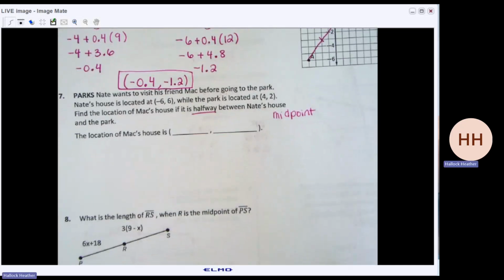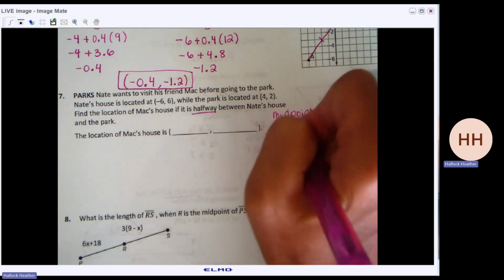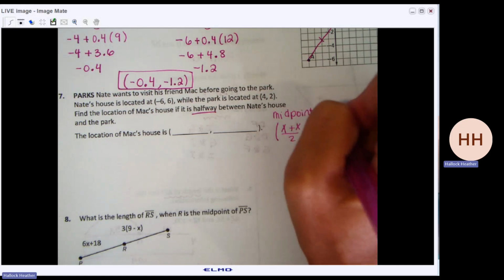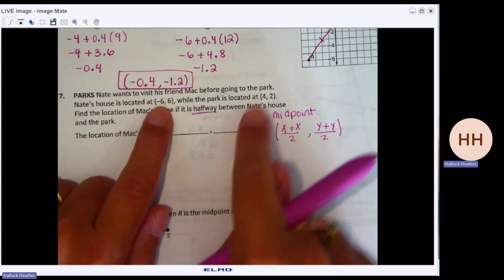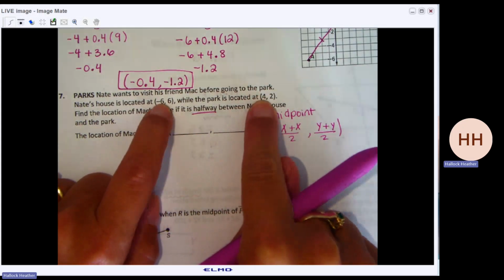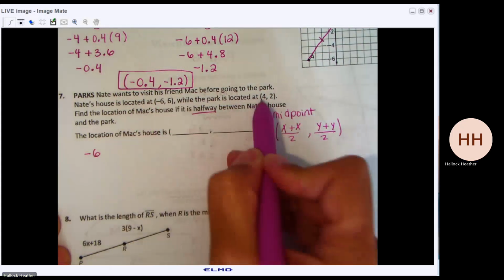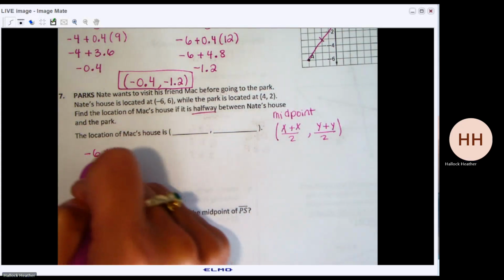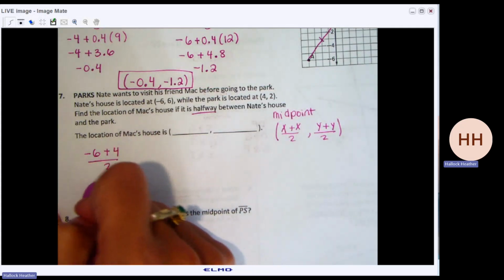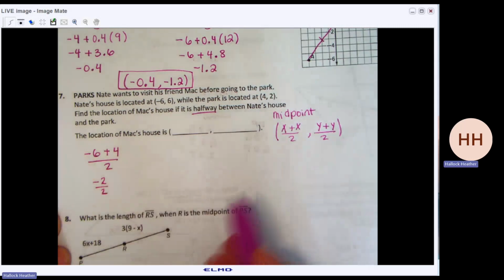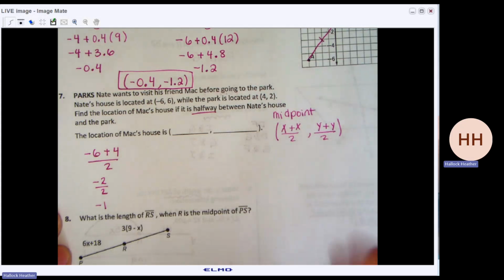between those two locations. So my midpoint formula is where I take my two X values. It doesn't matter what order. I add them, divide by 2, and I do the same thing for the Y's. So I'm going to take my X values, which are -6 and +4. These are my X's. I'm going to add them together. -6 plus 4, divide by 2. I'll find X first. -6 plus 4 is -2. -2 divided by 2, because I still have that fraction, is equal to -1. So this is my X. I'm going to do the same thing for the Y.